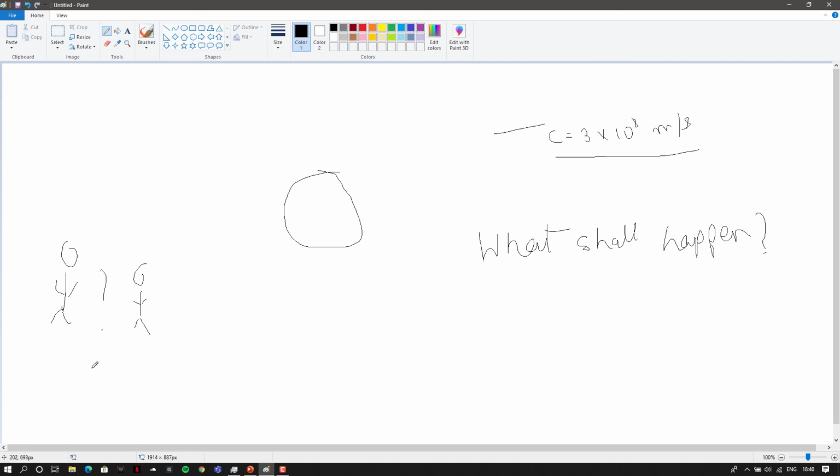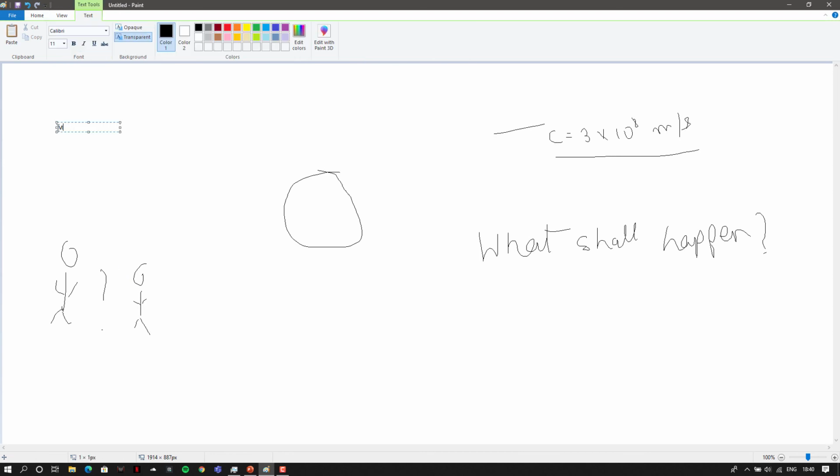Why this is happening is because when you hit someone, your hand is in motion. Your hand has a certain thing called momentum. Momentum is equal to mass multiplied by velocity.